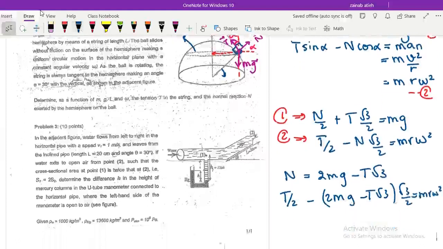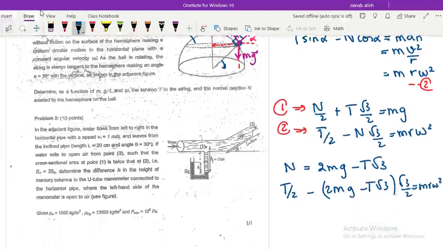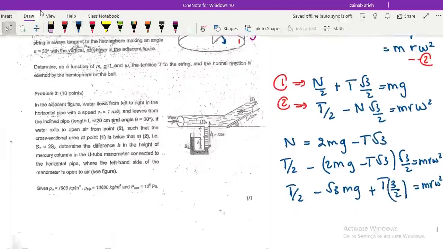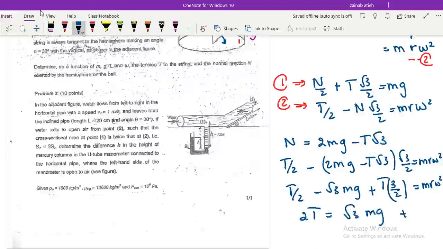Let me arrange, so I will get T over 2 minus radical 3 mg plus T times 3 over 2 equals m r omega squared. Each one does his calculation as he knows. So I have half plus 3 over 2, we have 2T, equal to radical 3 mg plus m r omega squared. So I will get T equals radical 3 mg plus m r omega squared, over 2.